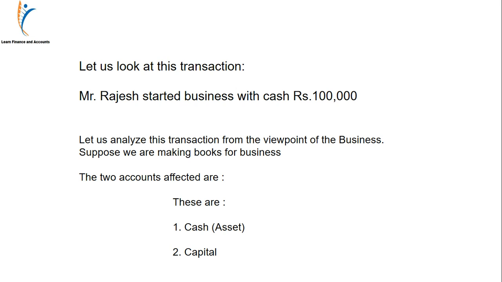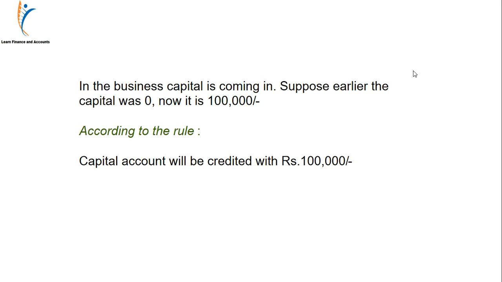Now on the basis of these two accounts, we are going to see what accounting treatment will be given to them. In the business, capital is coming in. Suppose earlier capital was 0. Now the capital has increased to 1 lakh. According to the rule, the capital account will be credited. It will be credited by 1 lakh rupees.